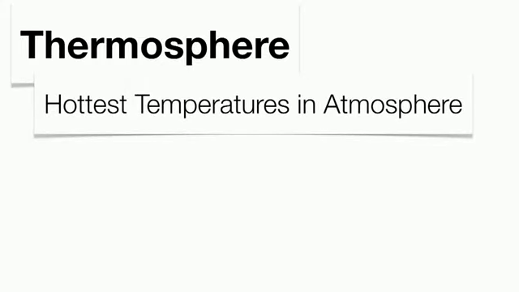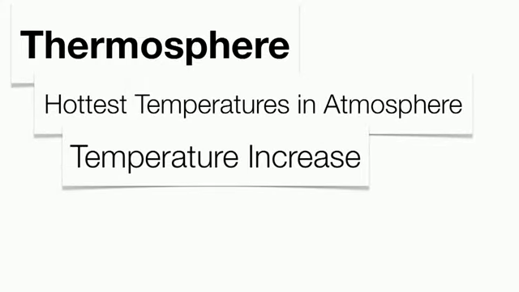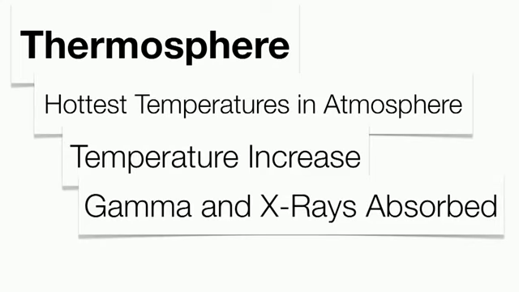Now, the reason why the mesosphere is so cold is because the thermosphere is going to absorb a tremendous amount of the energy from the sun, gamma rays and X-rays specifically, those really nasty rays from the sun, really, really short wavelengths, really high frequency, very dangerous waves from the sun. They get absorbed by the thermosphere. So this tends to be some of the hottest temperatures in the atmosphere because your temperature is going to go up through the absorbing of these rays.